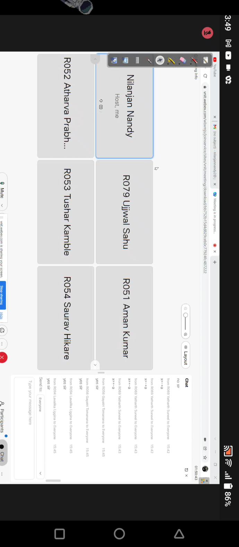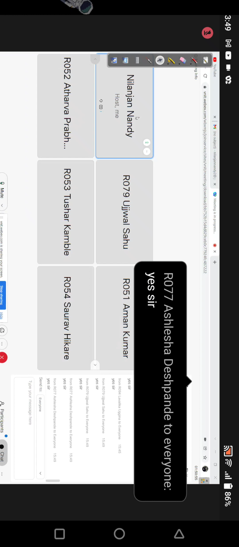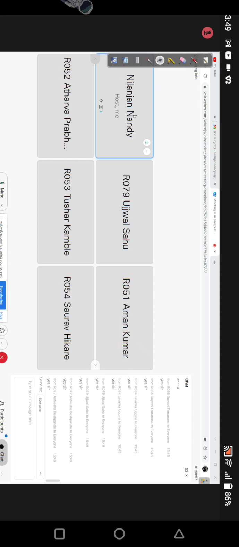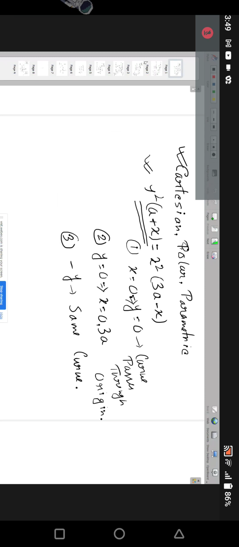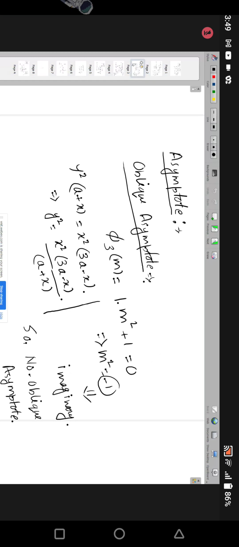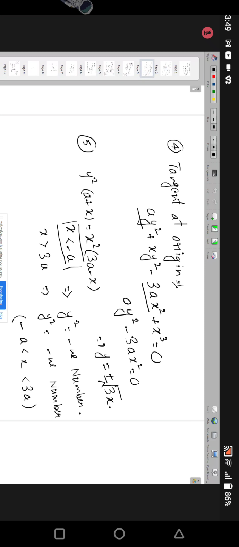Everyone? Okay. Now I suggest you try the first curve also. What can be the figure of the first curve? This is the curve. I'm drawing it for you because you won't be able to show me.